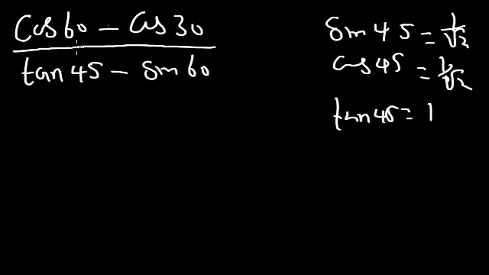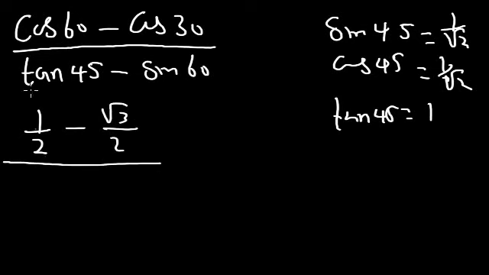Okay, perfect. Now let's replace cosine 60. Earlier we said this equals sine 30, and the value is just 1 over 2. So I'm going to have 1 over 2 minus cosine 30. We said that equals sine 60, and that's just root 3 over 2. And I'm dividing the whole thing by tan 45, which is 1, minus sine 60, which is also root 3 over 2. Now at this point, we need to simplify.